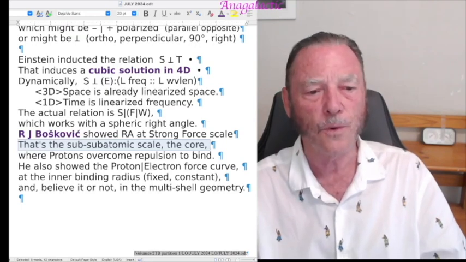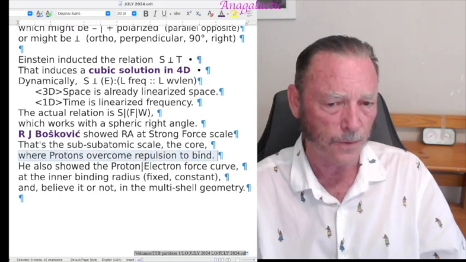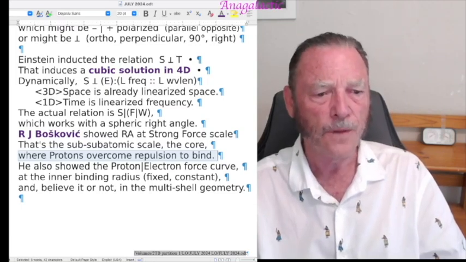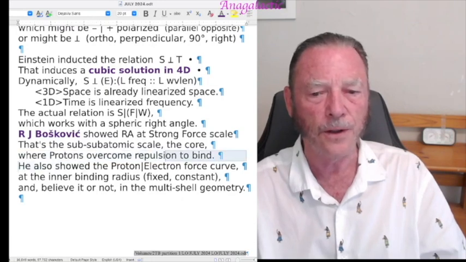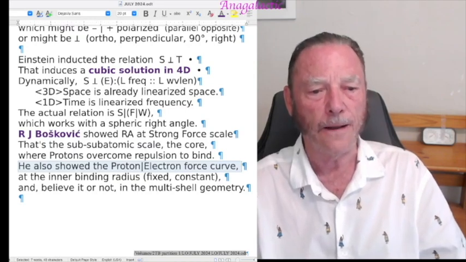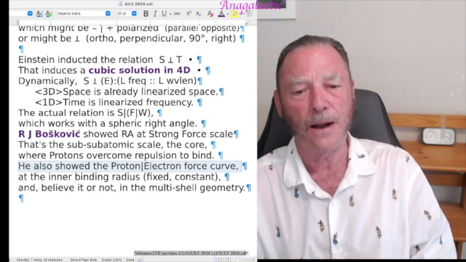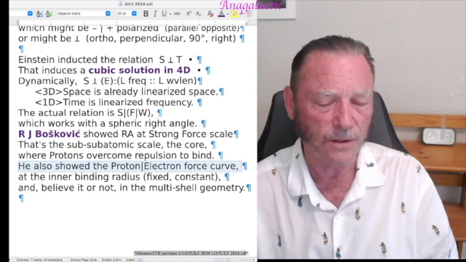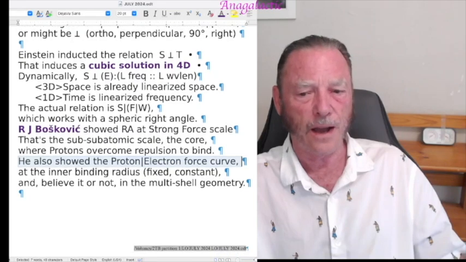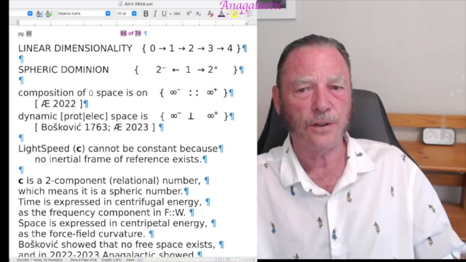The protons, when they are forced together with a little bit extra velocity to overcome the repulsive force, and they get close enough to each other, they bind. So the valence of the force field inverts. That means there are two forces. All right, so he showed that the proton-electron force curve at the inner binding radius, which is fixed and constant, we know that, as only the inner shell of a multi-shell geometry we now call the atom. Boscovich figured that out, that it has to be a shell system.